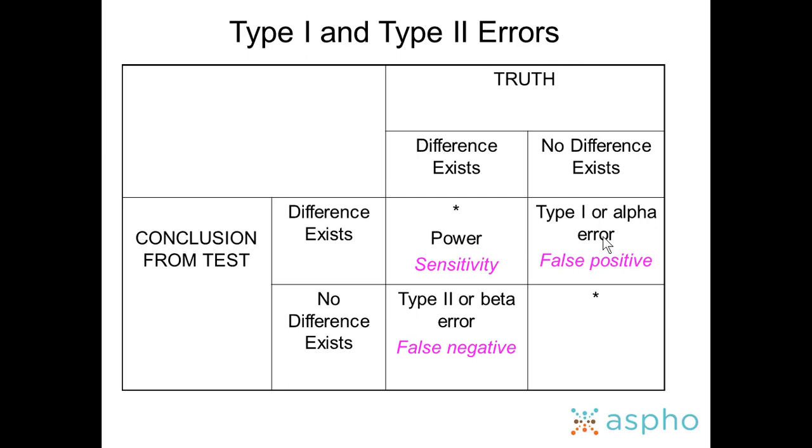There are 2 types of errors that can occur. Type 1 or alpha error is when we conclude that there is a difference when one doesn't exist. We've already talked a little bit about this issue. This type 1 or alpha error we usually set at 0.05, and this can be considered a false positive. The other kind of error is a type 2 or beta error, where we fail to find a difference in our study, but one really does exist, and this can be considered a false negative. And these become important when we calculate sample size, as I'll allude to later.